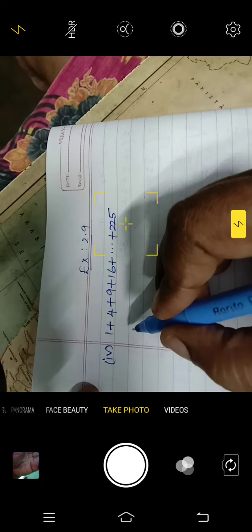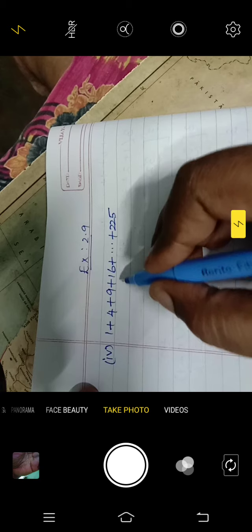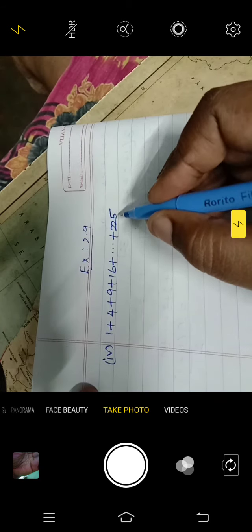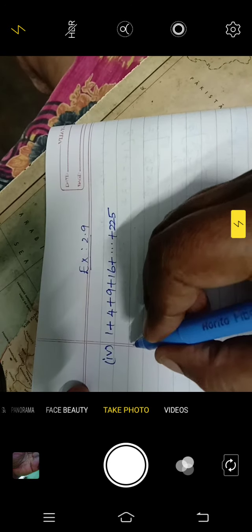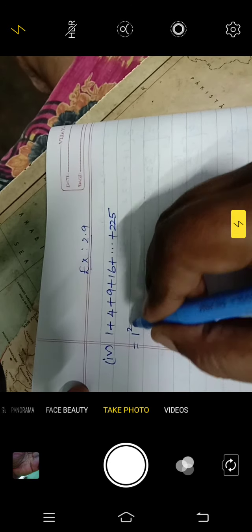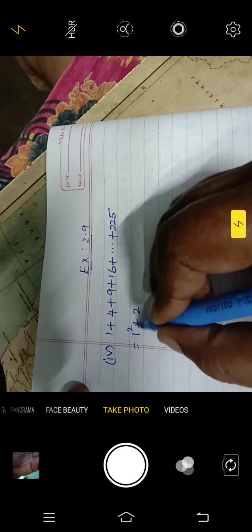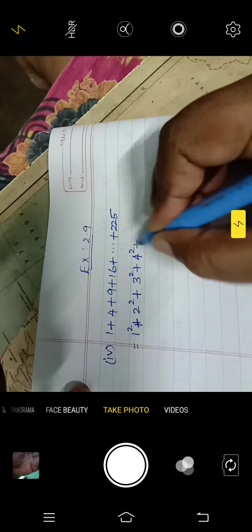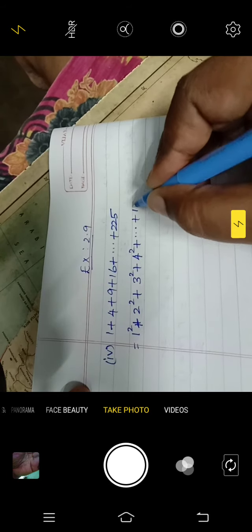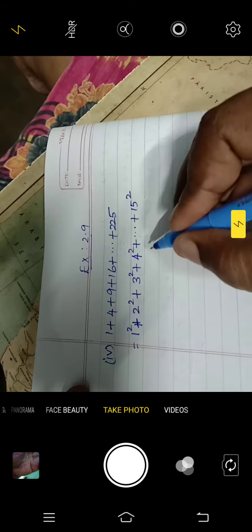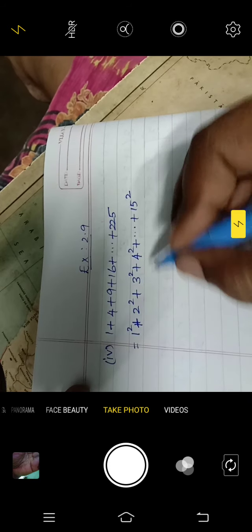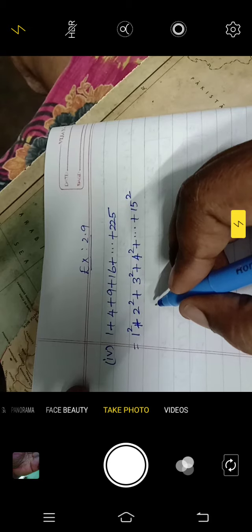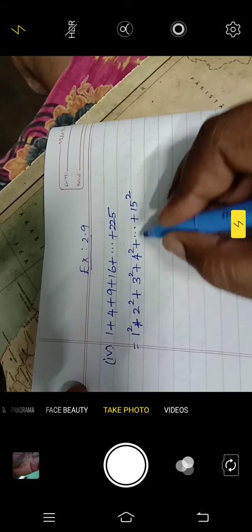Next subdivision: 1 plus 4 plus 9 plus 16 plus etc. plus 225. How can we write this? We can write this as 1 square plus 2 square plus 3 square plus 4 square plus etc. plus 15 square. What is the formula we are going to use for this? It is the sum of squares.